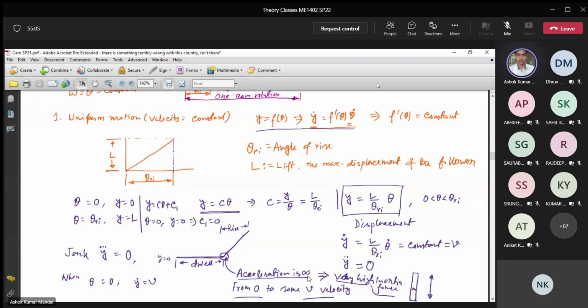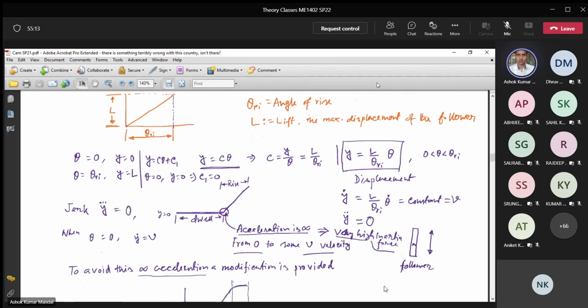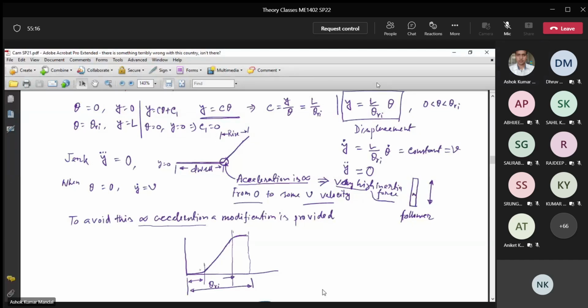If very high acceleration is there, that means there will be very high inertia force, which is not good for our system. So we need to make some kind of correction here. We make the cam such that this discontinuity should not be there. We'll discuss this tomorrow once again. Since you have classes from 9, I am stopping here and we'll continue in our next class. Thank you. If you have any question, you can ask me.